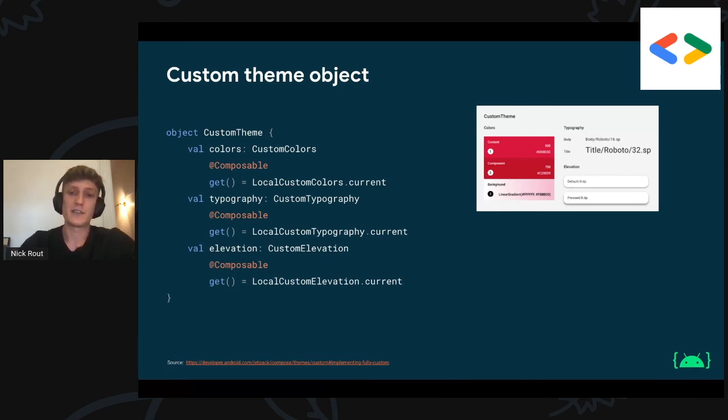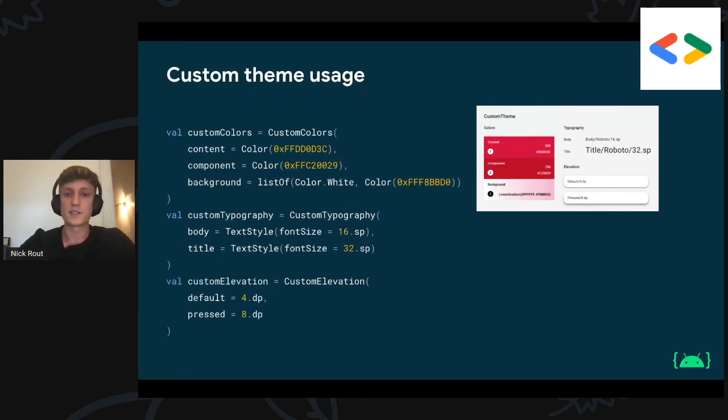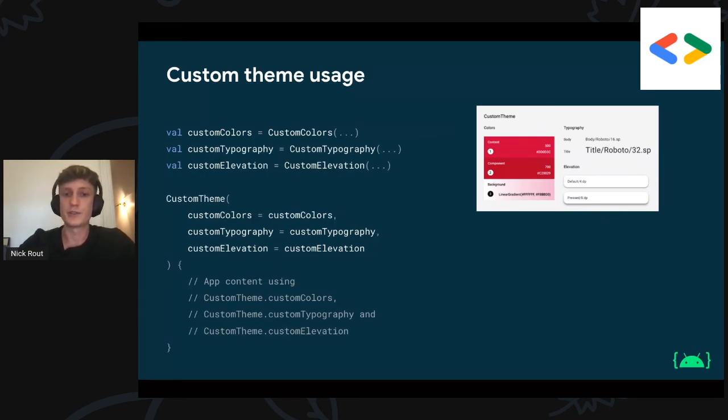To make accessing these values simpler, again, we use an object called CustomTheme and have values like colors, typography, and elevation, which have the types of all of our custom classes that we've created. Using it is, again, very simple and very similar to what you've seen before. We create instances of custom colors, custom typography, and custom elevation, which you can see on the diagram on the right. We then pass that through to the custom theme, calling this function, and then our app can start using our custom theme values through things like CustomTheme.colors, CustomTheme.typography, and CustomTheme.elevation.